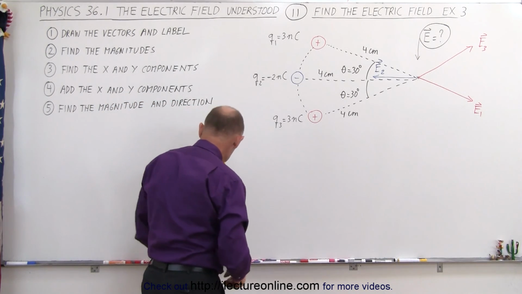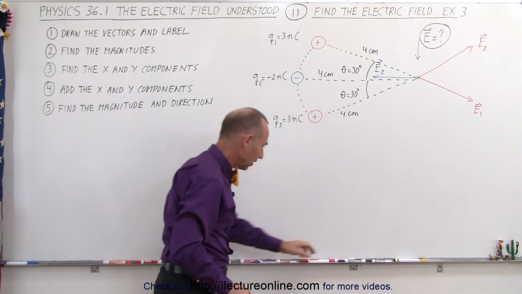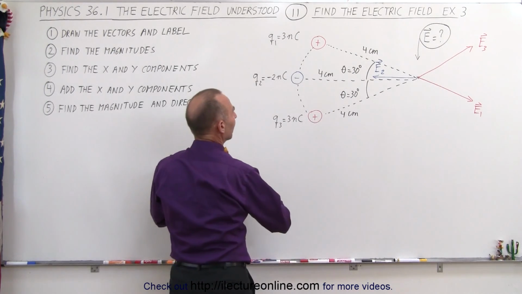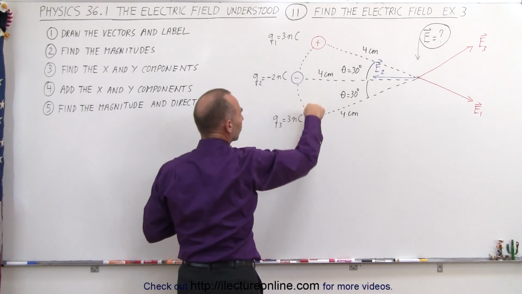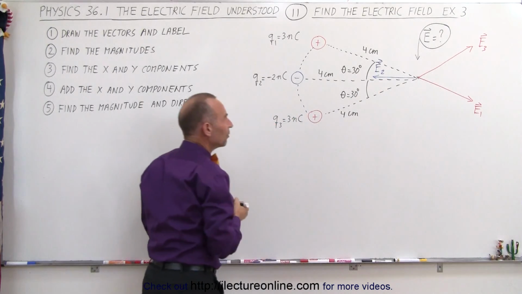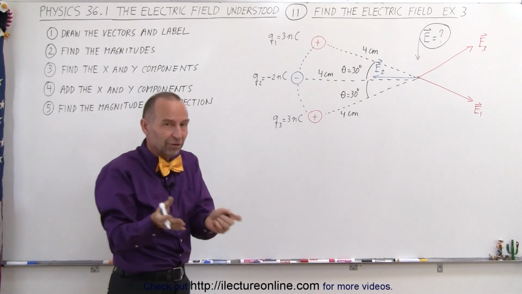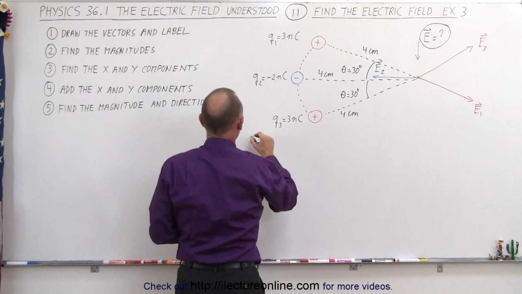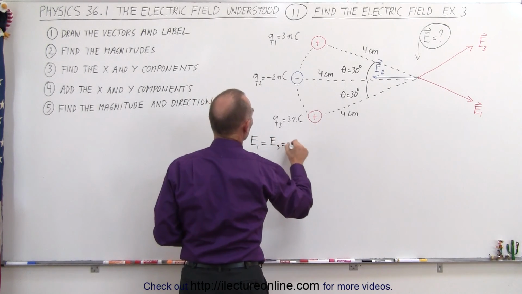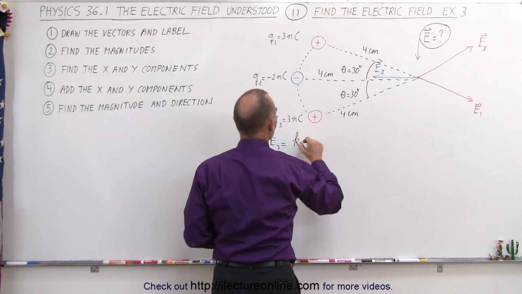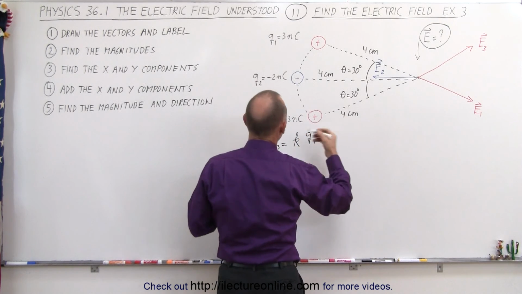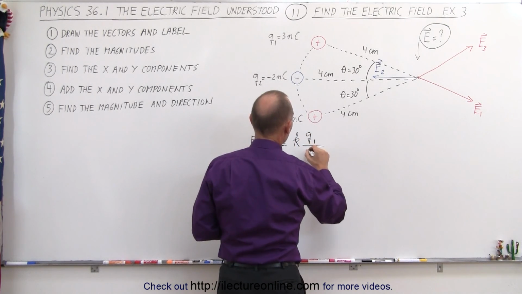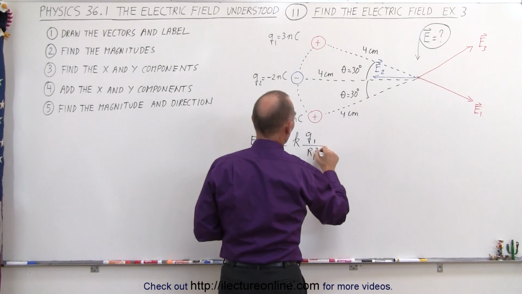So E1 and E3, that magnitude should be the same, because they're the same charges and the same distance to the point of interest. So even though the direction is different, the magnitudes will be the same. So we can say that E1 will be the same as E3 in magnitude, which is equal to K times Q1, it doesn't matter which one we use, divided by distance 1 squared.